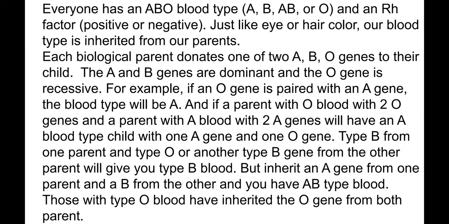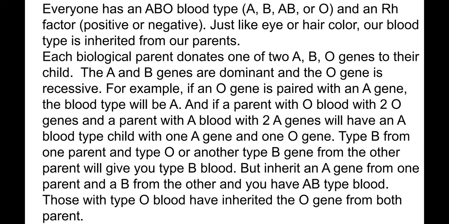We know that there are four types of blood: A, B, AB, and O. And also there is rhesus positive or rhesus negative blood. Like other traits, our blood type is inherited from our parents. We have to mind that A and B genes are dominant. And rhesus positive also corresponds to a gene which is producing a marking protein, and this gene is also dominant.